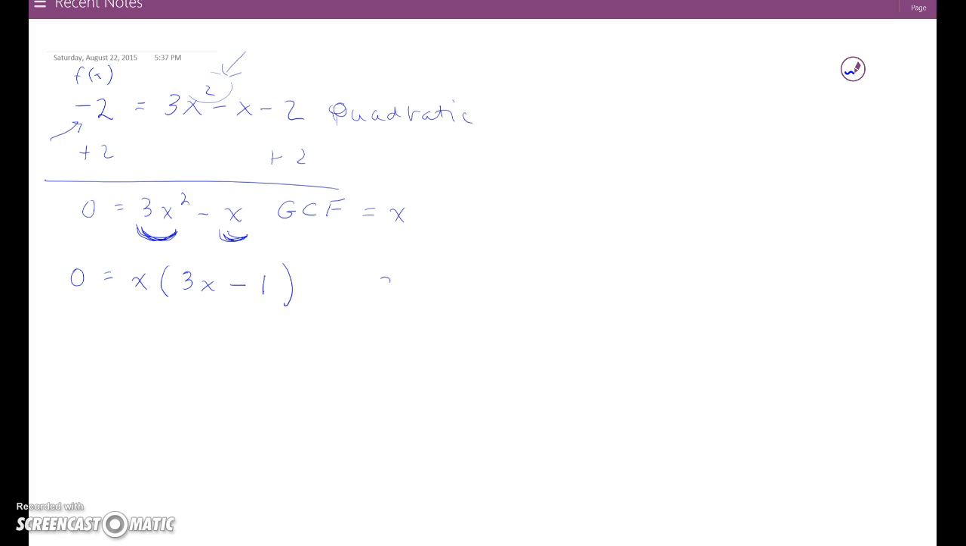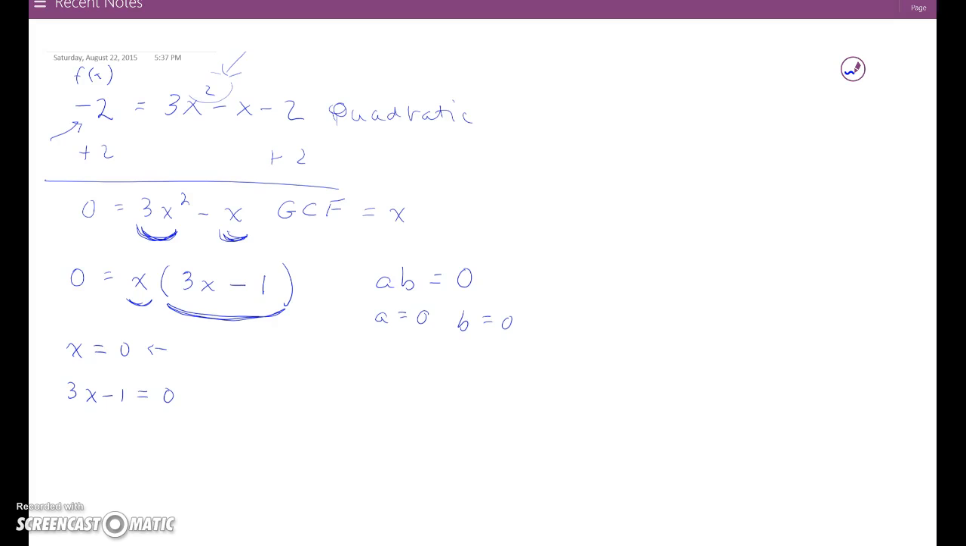Well, we have something called the zero product property that says if I have two things multiplied together and they equal 0, then either the first one is 0 or the second one is 0. And this is true for any number of factors multiplied together. So we use this principle to say, well, here's one factor, x. Here's another factor, 3x minus 1. So either x has to be equal to 0 or 3x minus 1 has to be equal to 0.